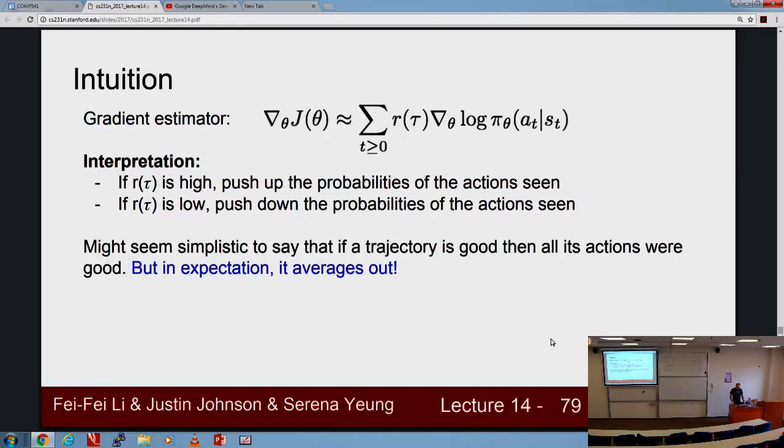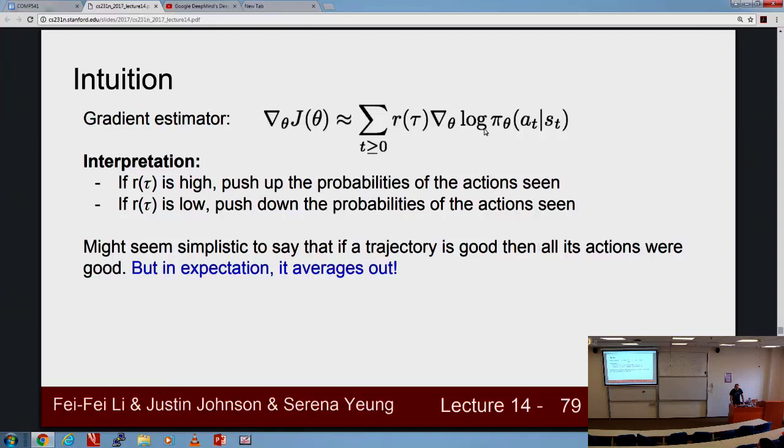So even though this might seem simplistic, it actually works. To say that if a trajectory has given me a positive reward, all its actions should be good, is sort of naive. It's probably not true most of the time, but in expectation, good actions seem to accumulate probability on average.